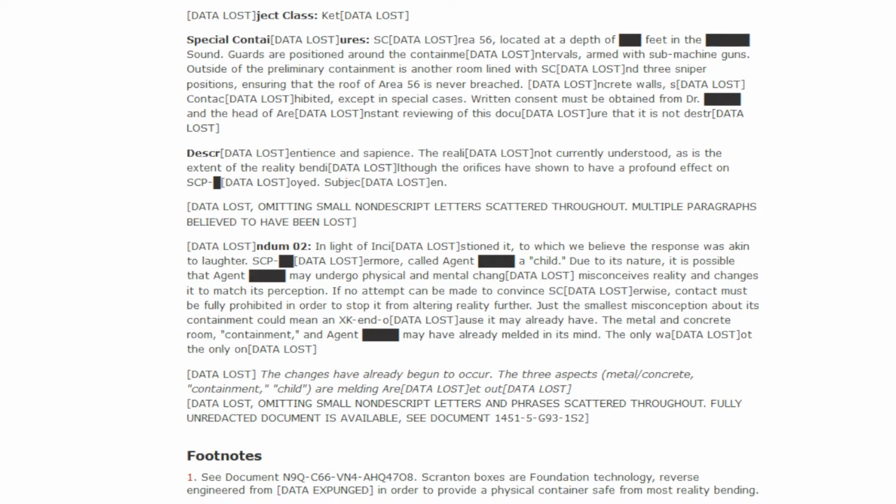Concrete walls, contact prohibited except for in special cases. Written consent must be obtained from Dr. [Blank], the head of the area's constant reviewing of the document procedure that is not to be destroyed. This is a document found in the circle. Gotcha.